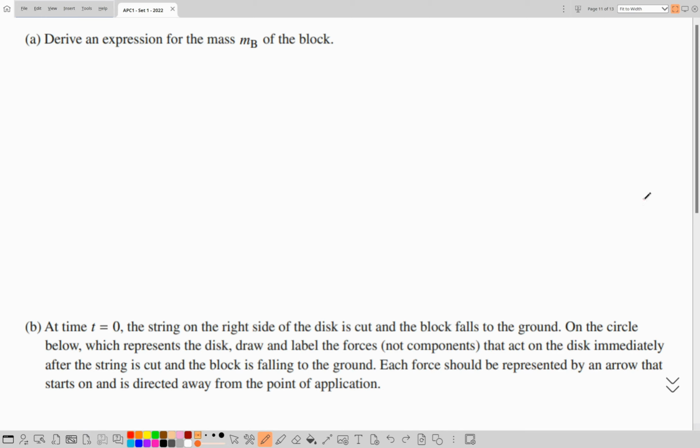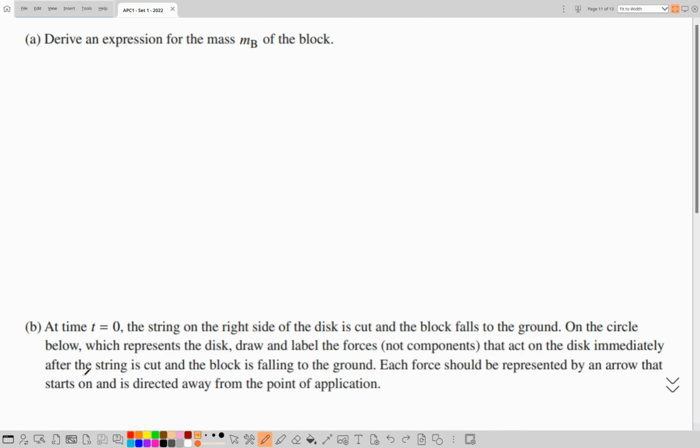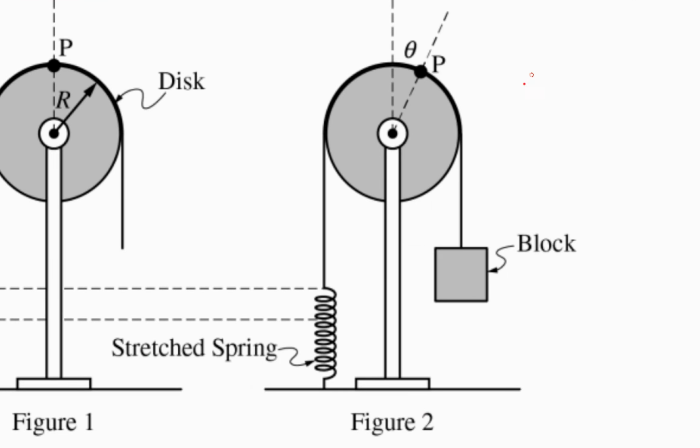Now we need to derive an expression for the mass mb of the block. And notice that the system is at equilibrium. Then we can directly say that the net torque is equal to 0. All of the torques are balanced. Now what are the forces acting on our disk? We have the pull of gravity of the disk, let me say Fg. We have the force at the axle. We have the force provided by the spring, and we have the force provided by the tension, which is equal to the pull of gravity of the block.